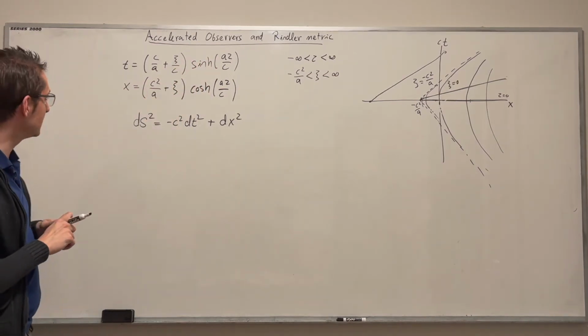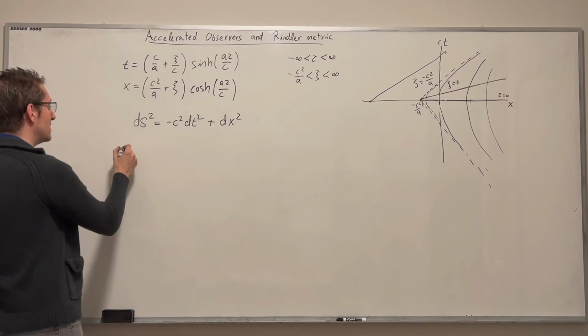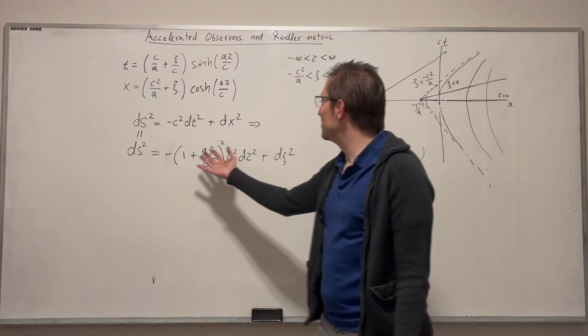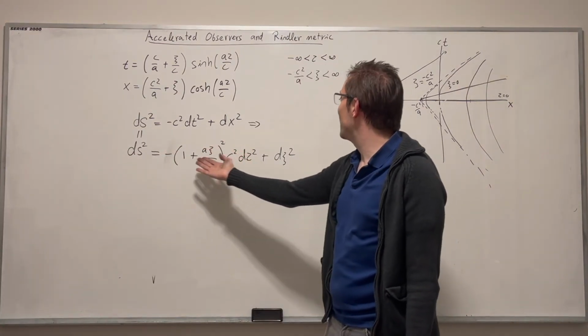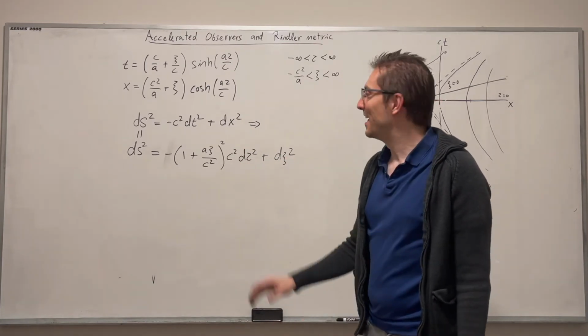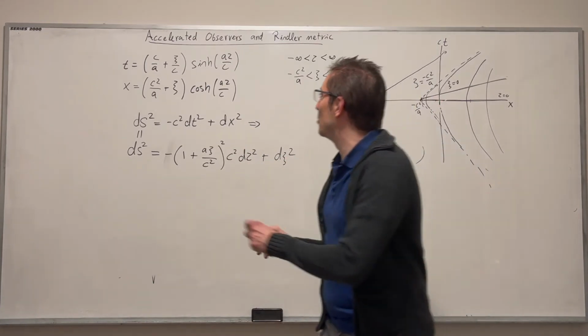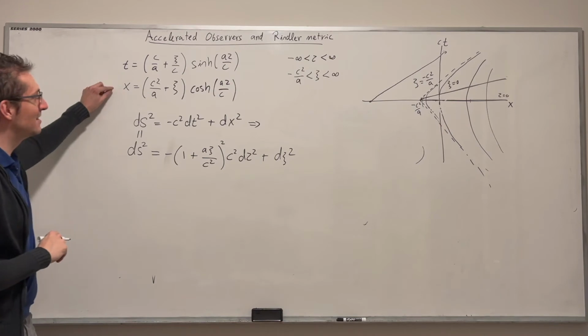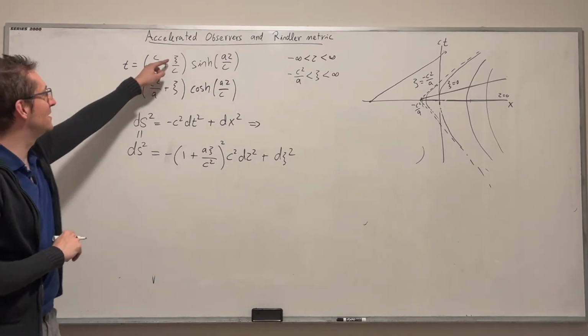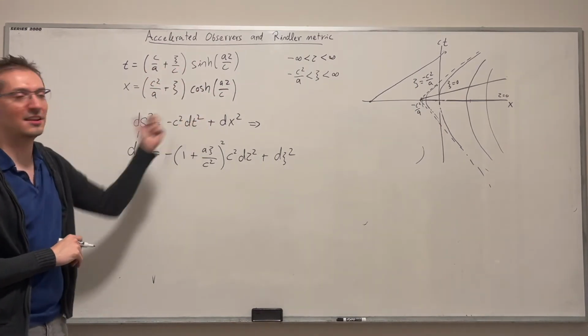I can do that. Well, if I do it, what I obtain is the following. So we have the ds in terms of the coordinates tau psi has this form that I wrote here. How do we know that? Well, all that you need to do is compute dt and dx as a function of d psi and d tau and substitute in here.